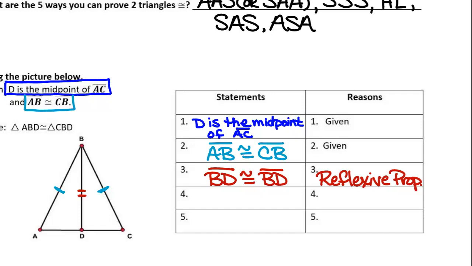I used this piece of given information. I didn't have to be given this one. I was just allowed to use that. Have I used this piece of given information, that D is the midpoint? I haven't used that yet, so let's look at our picture.